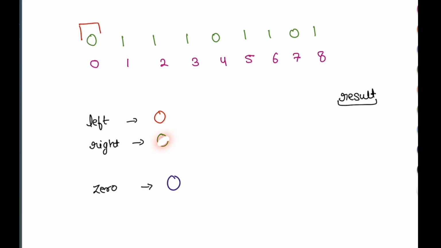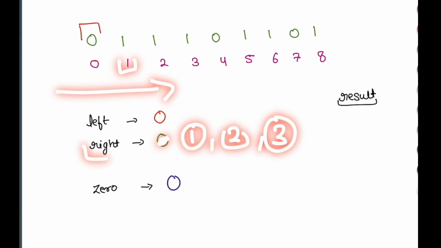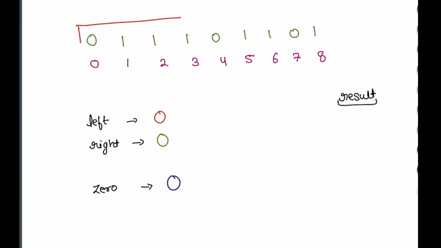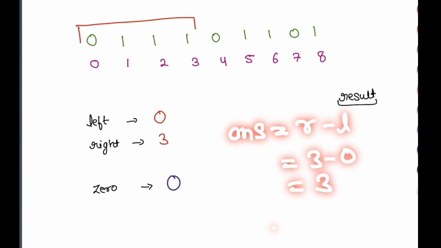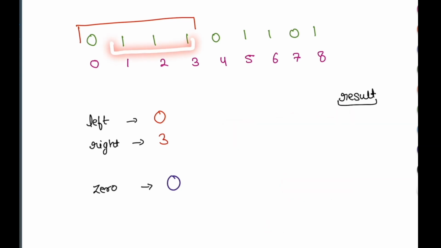Now the right will change from 0 to 1. This will be the index of right. Then from 1 to 2, from 2 to 3, right? We are basically going to run a loop for the right index. So up to index number 3, it is fine. Our size of the window will be from index number 0 to index number 3. And the value of right index will be right now 3. So at this point, our answer will be equal to right minus left, which is 3 minus 0, which is 3, right? As of now, we have a subarray of length 3 containing all 1s. So this is our current answer.